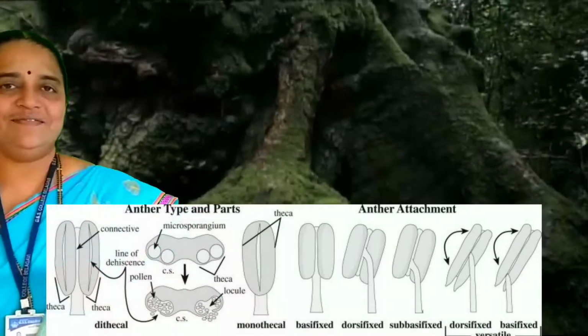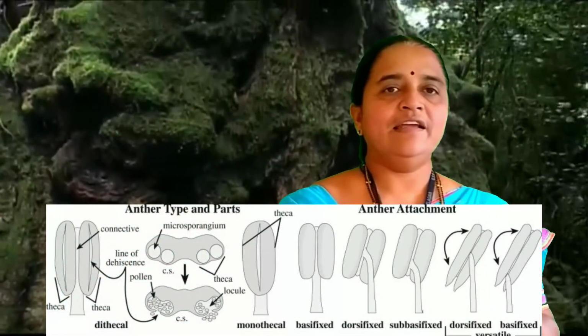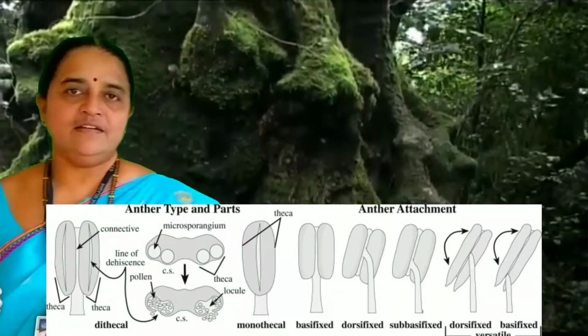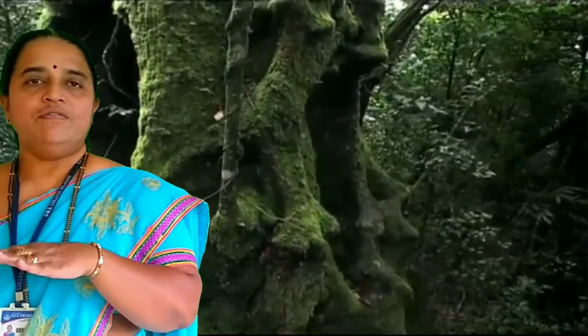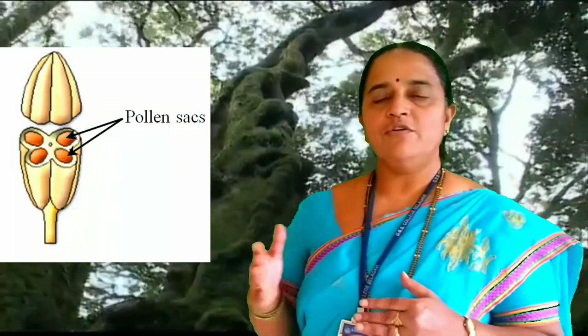Now there are different shapes we find in the anther. It may be kidney shaped, it may be arrowhead like, it may be bilobed. There are different forms of anther. It is considered the fertile part of a stamen. So when we take a transverse section of a young anther, we can see the anther wall and pollen sacs called microsporangia.